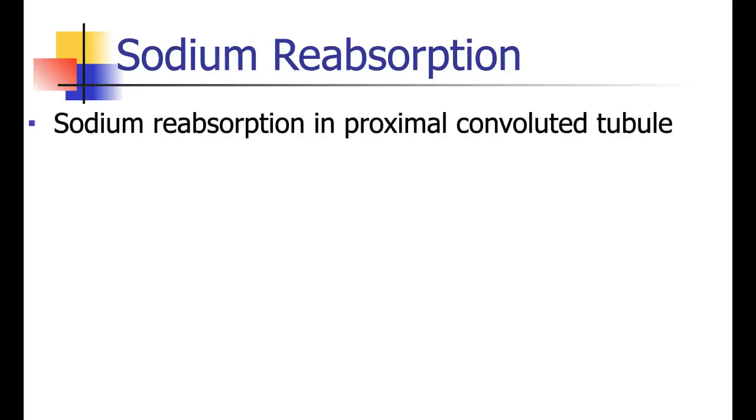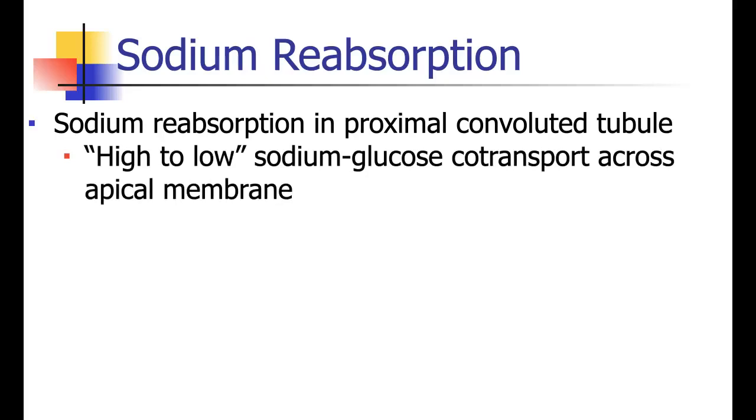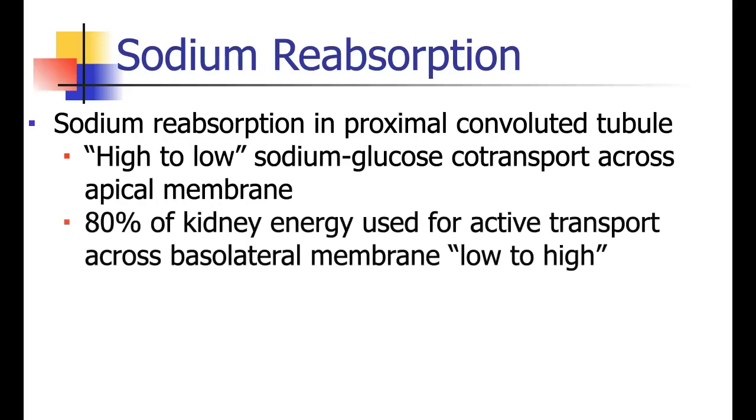Okay. So that was filtration. And we can manage and regulate filtration mostly through that afferent arteriole, by controlling blood flow to those kidneys. Okay. The next process is reabsorption. A really important thing that's reabsorbed from the filtrate back into the blood is sodium. This happens mostly in the PCT, the proximal convoluted tubule. And it works through a high to low sodium glucose co-transport across the apical membrane.